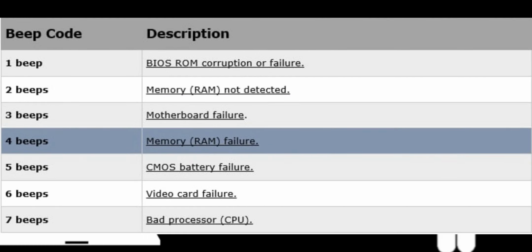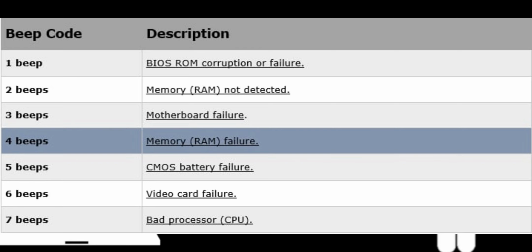If you hear these sounds, it means that the problem is a memory RAM failure. So here are some steps to fix this problem. So first is reset the RAM modules. Power down the computer and disconnect the power cord. Then open the computer case to locate the RAM modules. Then gently remove the RAM and clean the contacts with a soft and dry cloth. Then reinsert it correctly.